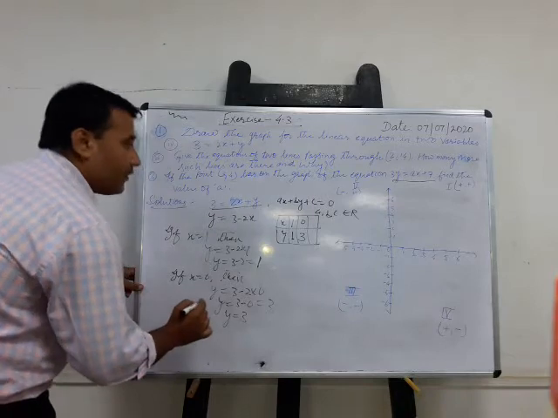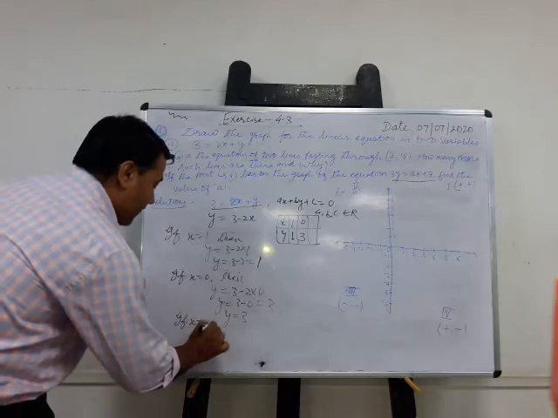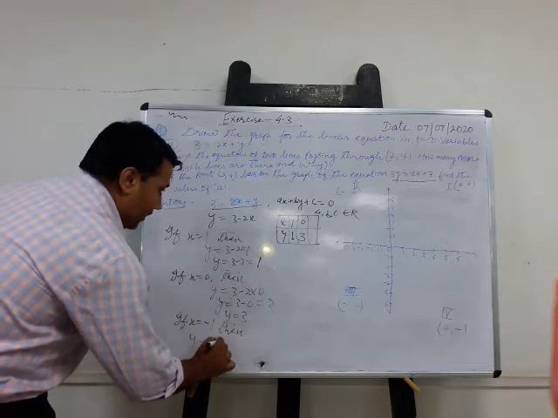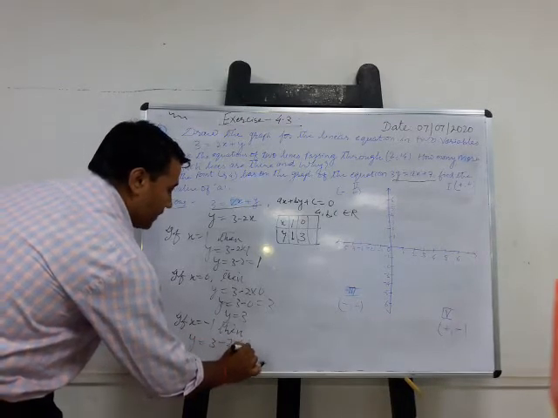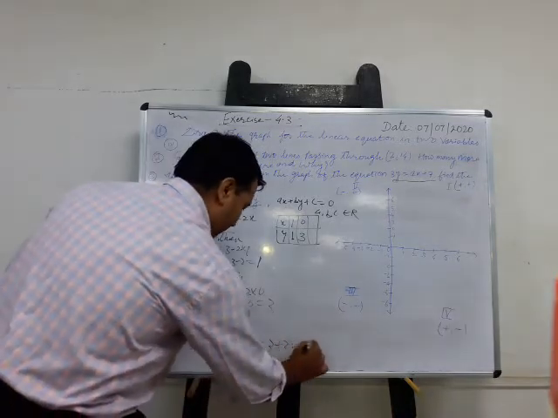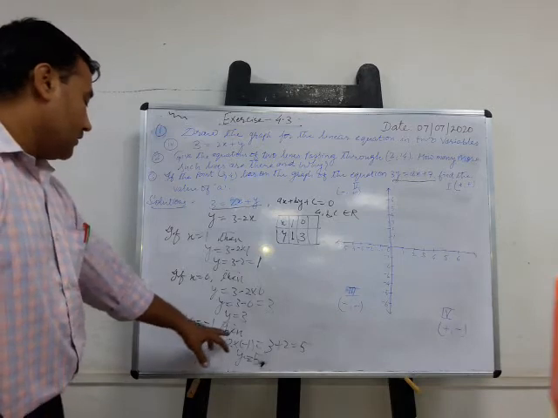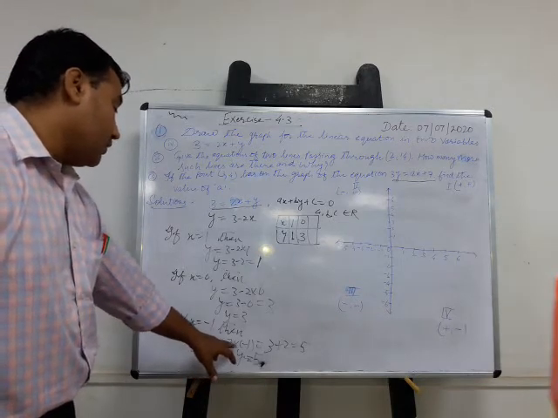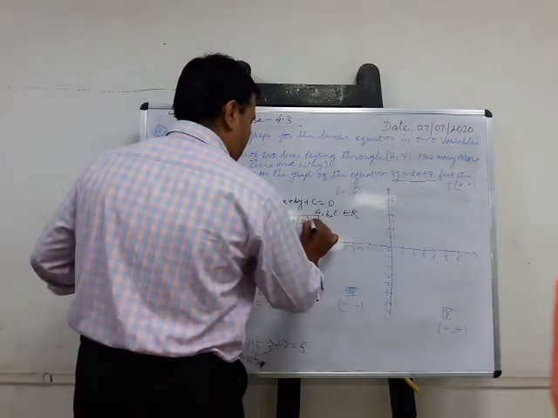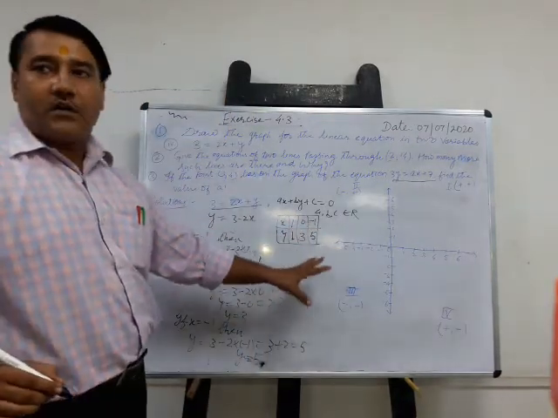Again, one negative value you may take, that is, if x = -1, then what happens? Let us see. y = 3 - 2 into (-1), which is equal to 3 + 2 = 5. So if x = -1, then y = 5. Children, so these are the ordered pairs you have got.